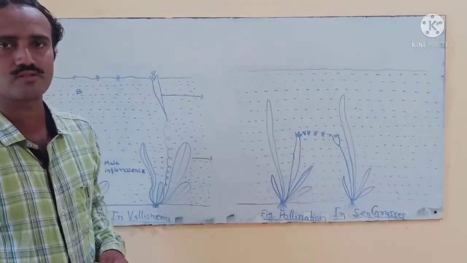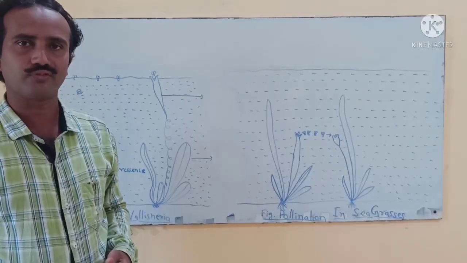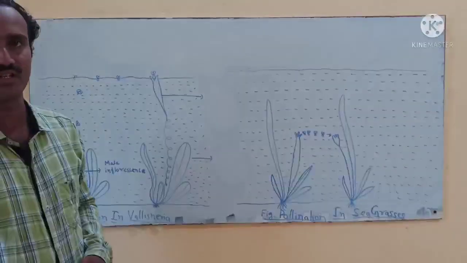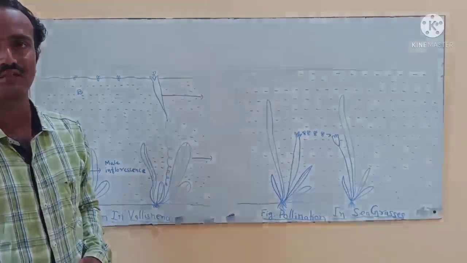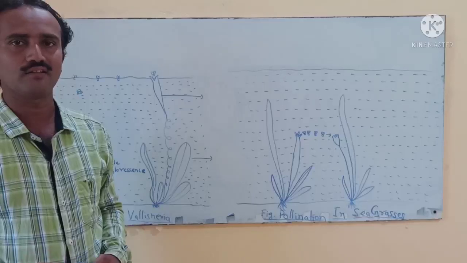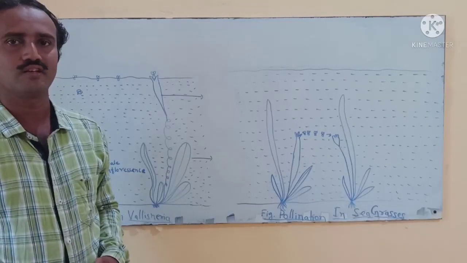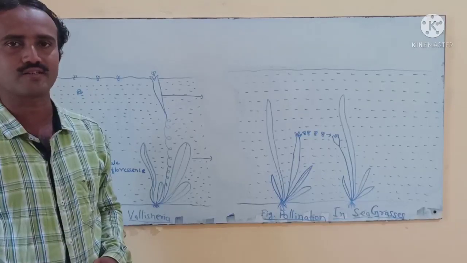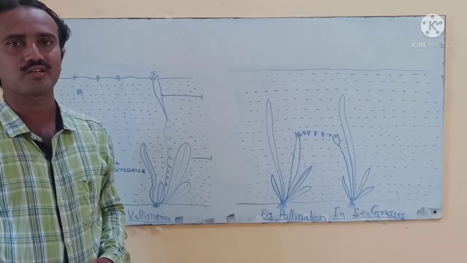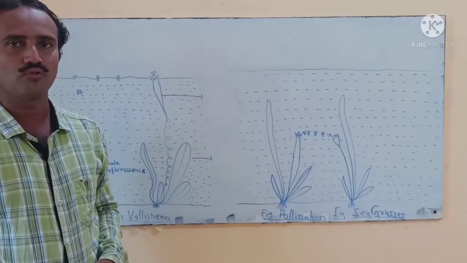Good morning students. Today we are continuing the chapter Sexual Reproduction in Flowering Plants. In last class we studied the different types of pollination, then the pollinators, that is pollinating agents, different types of pollinating agents. In that, pollination by wind, which is also called anemophily, we have discussed.